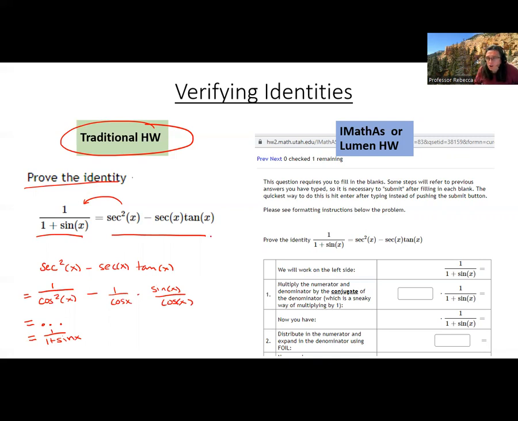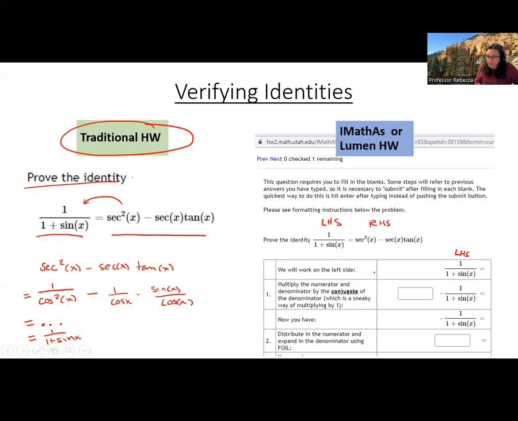Okay, so for our homework, they've programmed it to do something a little bit different. It starts out just the same. You're told to prove the identity, but then someone else gets to pick the steps that are taken. For example, it starts off with, we will work on the left-hand side. So this is the left-hand side, this is the right-hand side, and notice the left-hand side has been recopied for you, just like one side was copied over when we were proving it by hand. Next, they tell us exactly what to do: multiply the numerator and denominator by the conjugate.